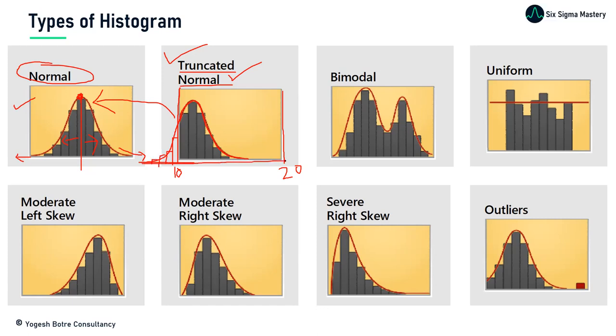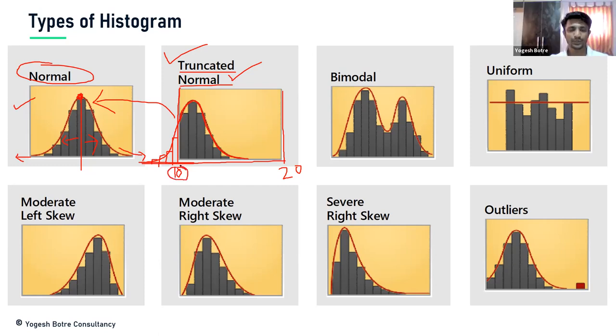That means you have given him a lower limit of 10, but his process is not adequate. His process is doing very badly and he is having internal 100% inspection to verify whether it is within spec or not. Whatever is below 10, he is just discarding at his end and sending you good parts only. That is the insight you can get from a truncated type of histogram.